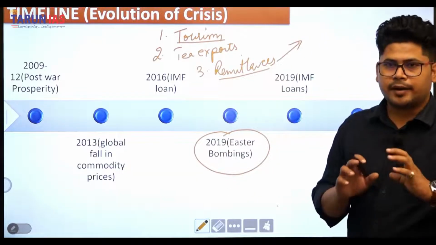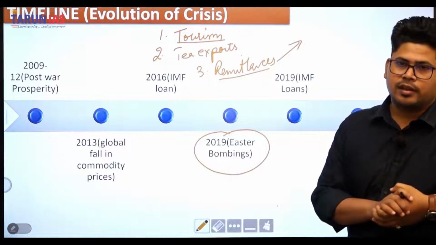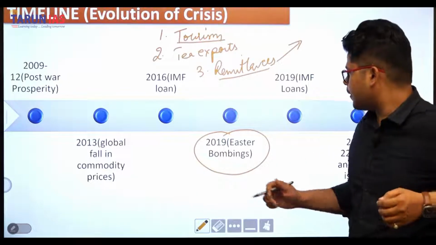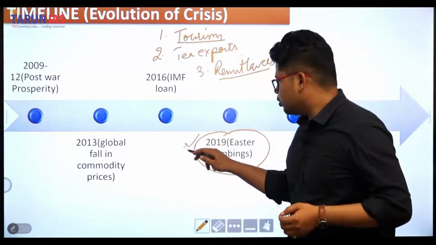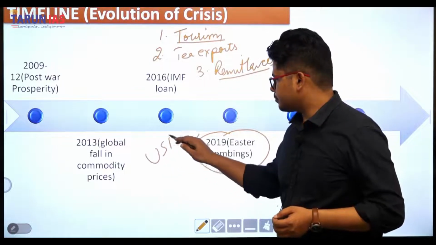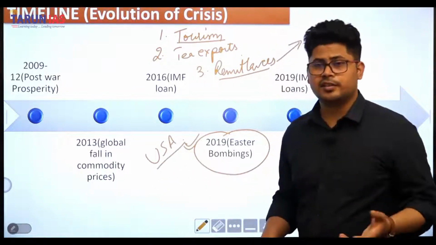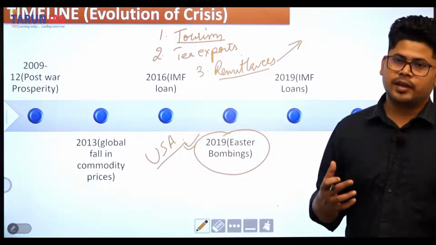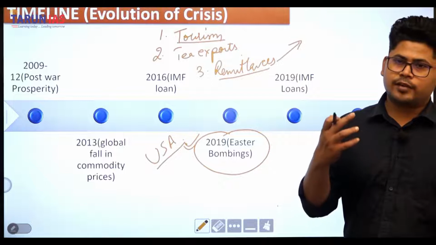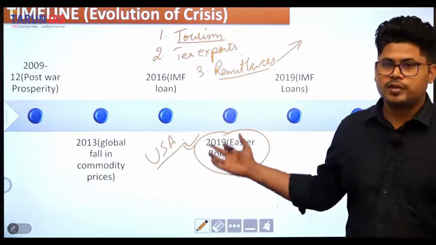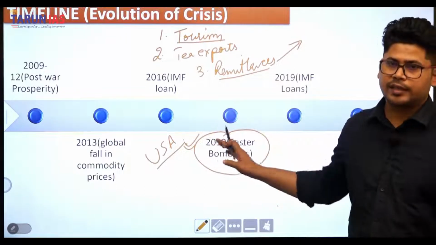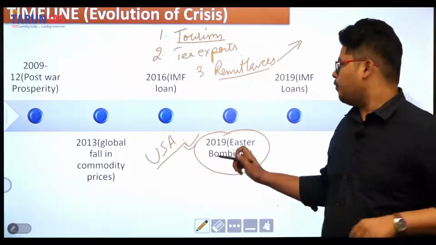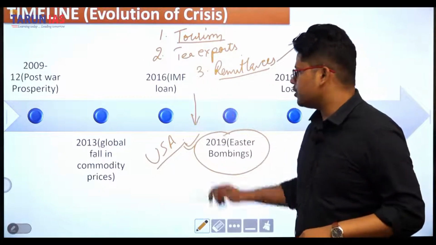hotels were targeted by terrorist organizations, Islamic terrorist organizations. Due to which the USA and other Western countries as well raised concerns regarding tourism. It issued advisories to its citizens to not visit Sri Lanka due to the terror threat. Due to which there was a very steep fall in the revenues.